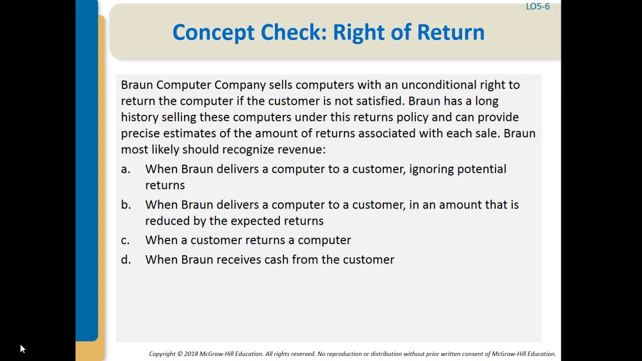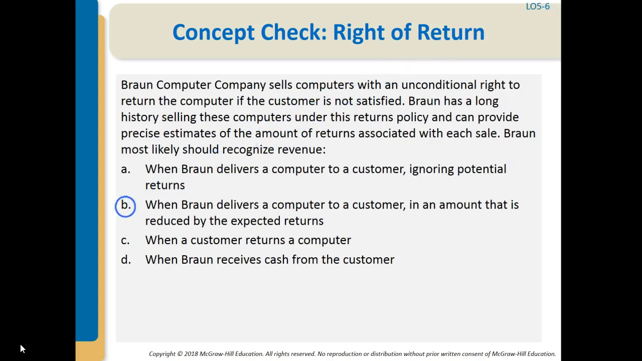So let's look at another question here. Braun Computer Company sells computers with an unconditional right to return the computer if the customer isn't satisfied. Braun has a long history selling these computers under this return policy and can provide precise estimates of the amount of returns associated with each sale. Braun most likely should recognize revenue: A, when Braun delivers a computer to the customer, ignoring potential returns; B, when Braun delivers a computer to a customer in an amount that is reduced by the expected returns; C, when a customer returns a computer; or D, when Braun receives cash from the customer.